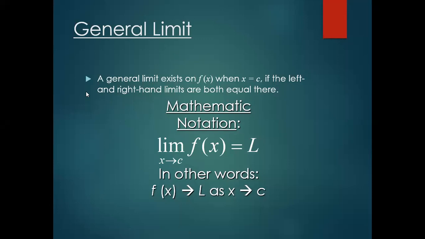Okay? So the general limit exists on f of x when x is equal to c if the left-hand and the right-hand limits are both equal. So yung notation natin, the limit of f of x as x approaches c is equal to L. Ayan, na-discuss natin to last time. So in other words, the limit of f of x as x approaches c is equal to L.